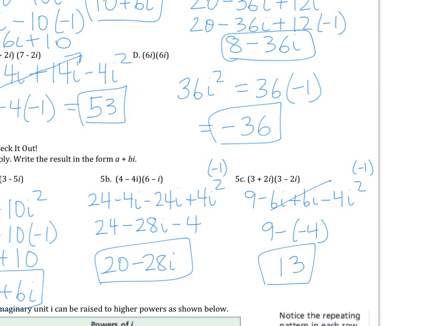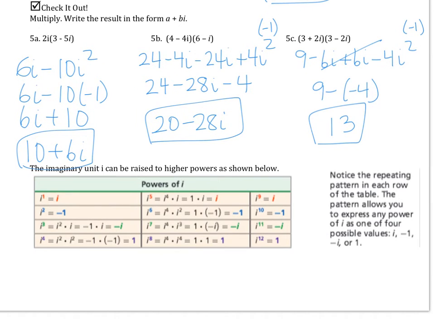Okay, hopefully you were able to get those correct. We have one more thing we need to do, and that's that the imaginary unit can be raised to higher powers. And there's a nice table here. As you can see, the pattern repeats. So it repeats that you have 4 different answers depending on what power of i you have.